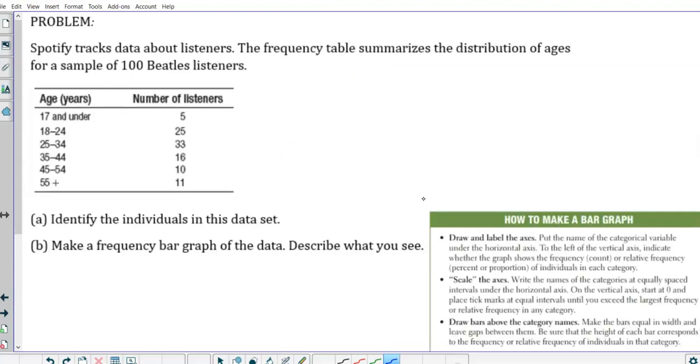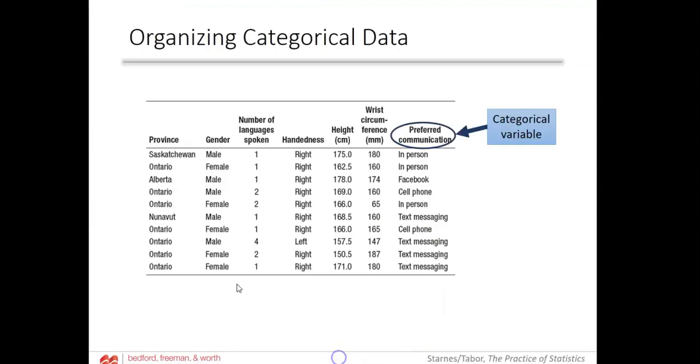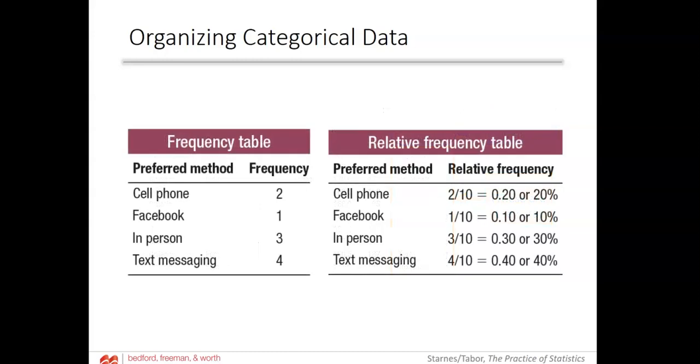Okay, we got that. So now let's go to the next part. Okay, so we have this categorical data. And when you have categorical data, those might be the values. In this particular case, 10 people from Canada were interviewed about their preferred method of communication. You could write these in a table.